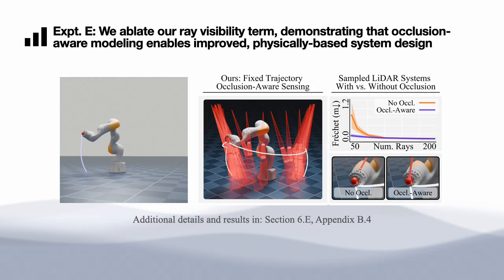In experiment E, we demonstrate the importance of our ray visibility term. Specifically, we use our technique to generate distributed single-pixel LiDAR systems for end effector tracking. We show in this ablated setting that our ray visibility term helps us to sample LiDAR systems which are consistently more effective than sampled systems without the ray visibility term. These results indicate that our technique, which uniquely models, evaluates, and designs LiDARs within our 6D design space, is critical for creating physically based, robust LiDAR system configurations.